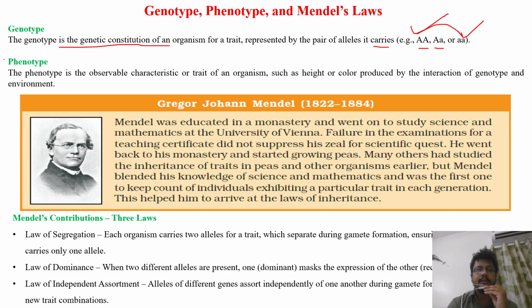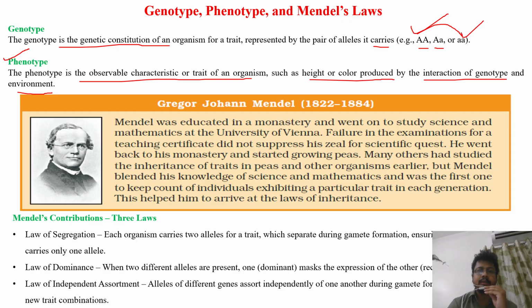The phenotype is the observable characteristic or trait of an organism, such as height or color, produced by the interaction of genotype and environment. When there is an interaction between genotype and environment, the phenotype or trait is produced.